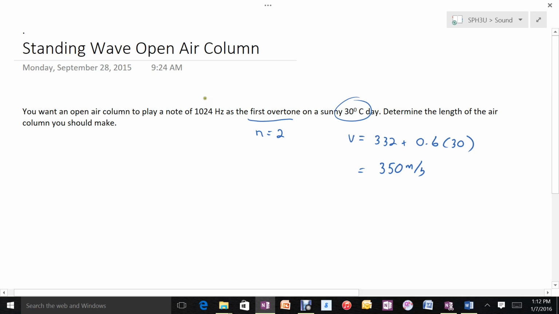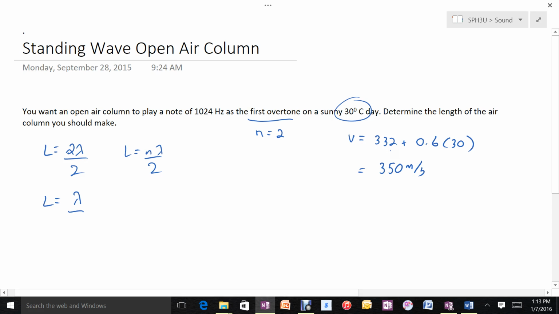All right, with that in hand, I have a frequency, I have a speed. I want to know the length of the air column I should make. It's open on both ends, so it's following this pattern. There's really L equals n lambda over 2, but I'm dealing with the n equals 2 case. So what that means is that my length is going to be equal to my wavelength. So with that in hand, I know what I really need is my wavelength if I want to figure out the length that I should make this air column.